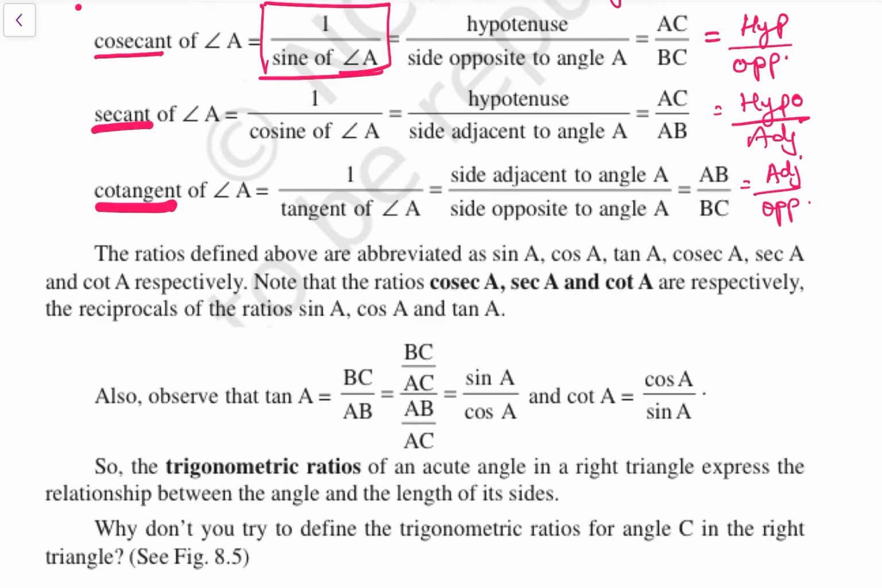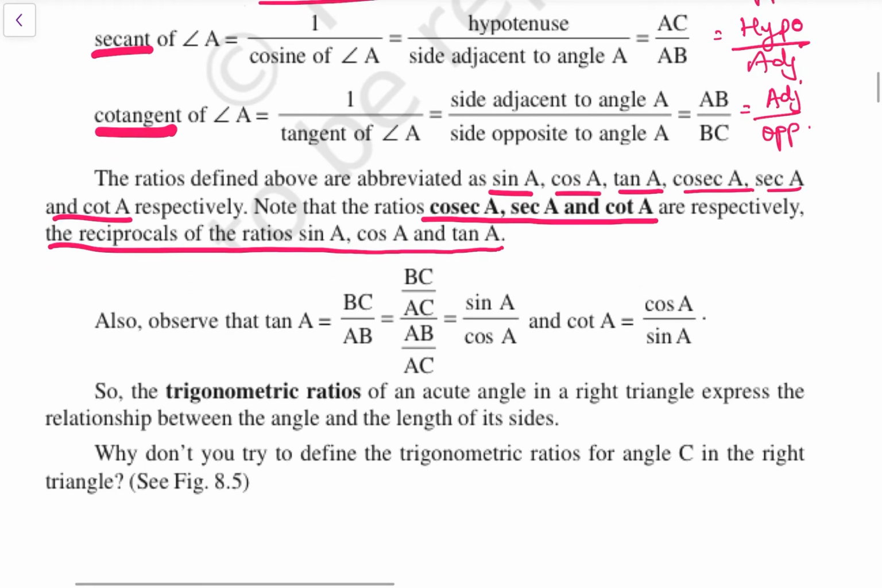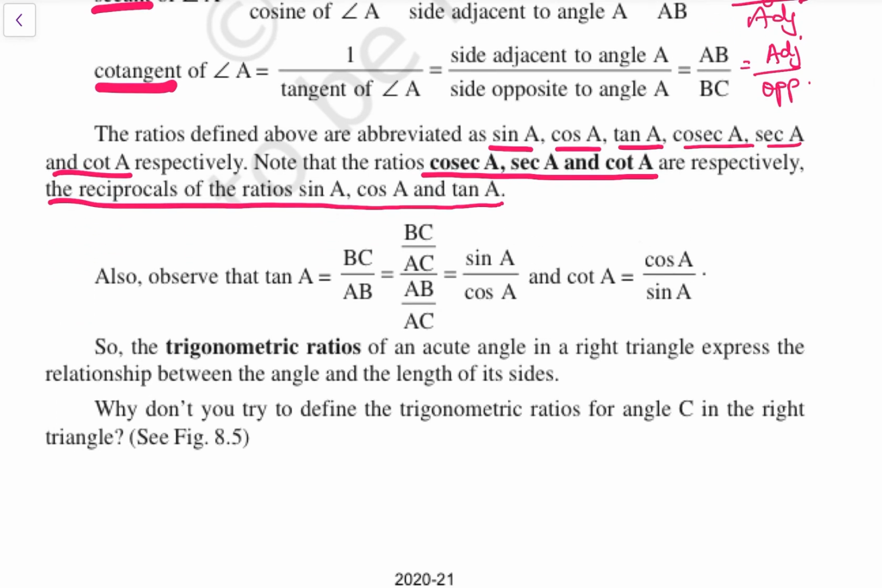Now the ratios defined above are abbreviated as sin A, cos A, tan A, cosec A, sec A and cot A respectively. Note that the ratios cosec A, sec A and cot A are respectively the reciprocals of the ratios of sin A, cos A and tan A. This is the basics about trigonometry which you should be very clear with. Another relation can be given: tan A is equal to BC upon AB, so BC upon AC over AB upon AC is equal to sin A upon cos A, and cot A is cos A upon sin A because cot A is the reciprocal of tan A.